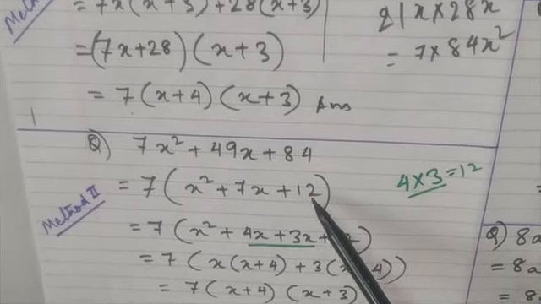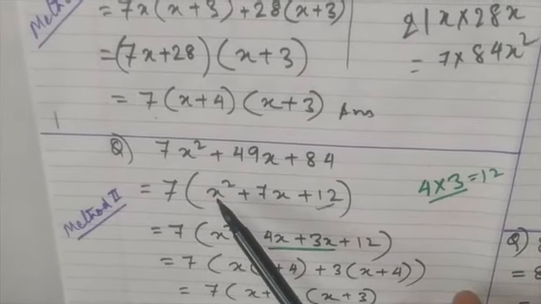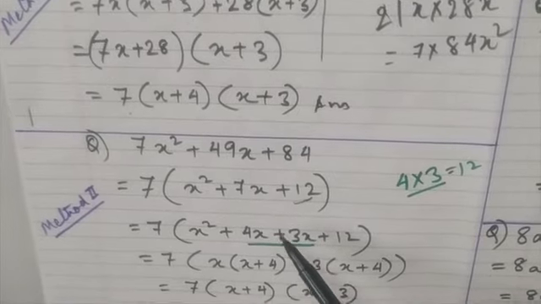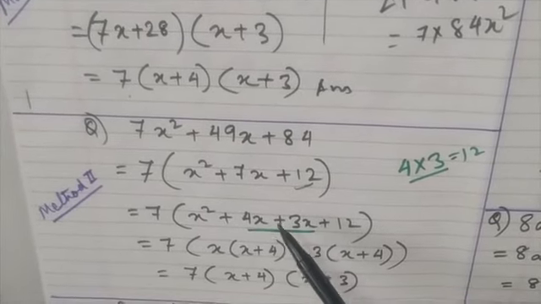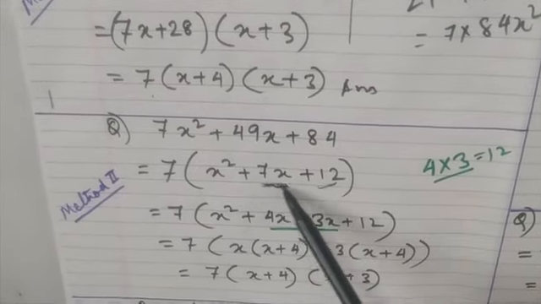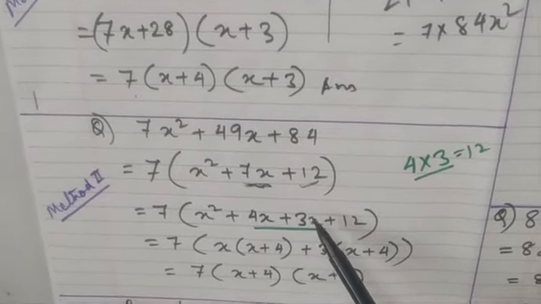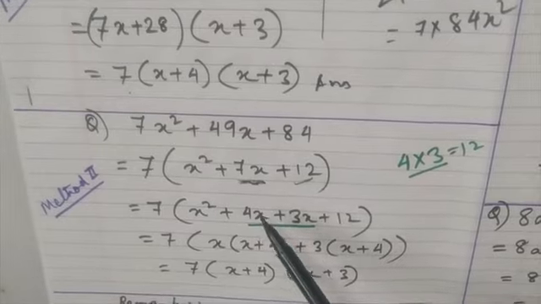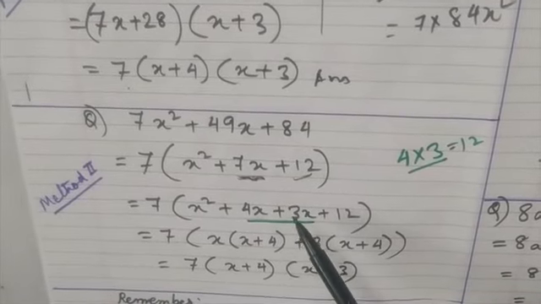We have 12 over here. See, 12 into x square is 12x square. Now 4x into 3x is also 12x square. But here the middle term is 7x. Middle term is 7x. So 4x plus 3x is 7x. At the same time, 4x into 3x is 12x square.